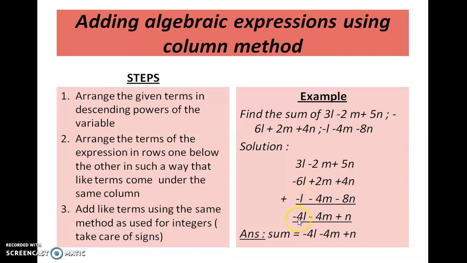Now, using the same laws as we used for addition and subtraction of integers, I will solve. 3l minus 6l minus l is giving me minus 4l. Minus 2m plus 2m becomes 0m, 0 minus 4m is giving me minus 4m. Similarly, 5n plus 4n will give me 9n, 9n minus 8n will give me only n. So the final answer is minus 4l minus 4m plus n.